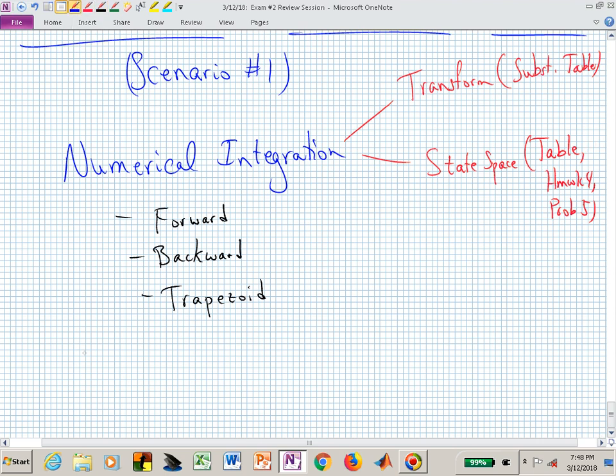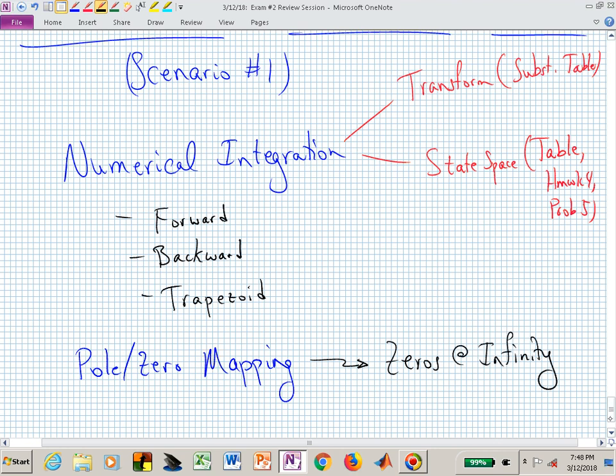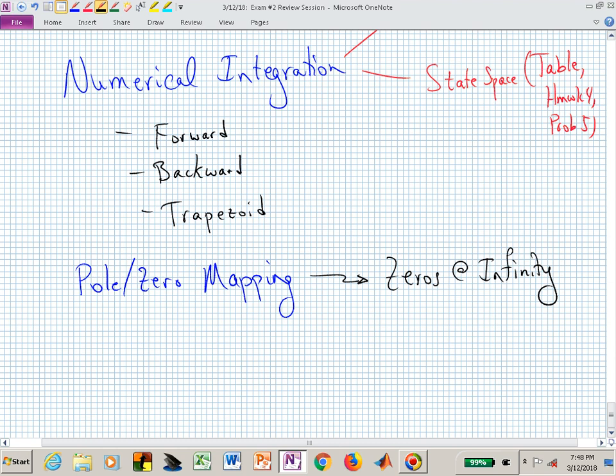Or we could do the pole zero mapping, and that one we really were just dealing with the transfer function. And this one, the main difficulty might be the zeros at infinity. How do we handle those? And in this class, our default is map all of the zeros at infinity to these z plus 1 factors.